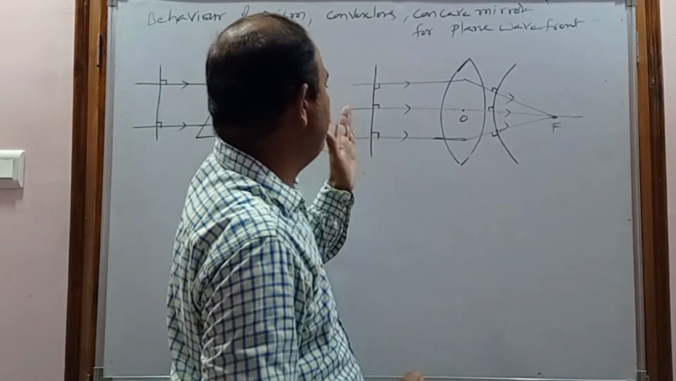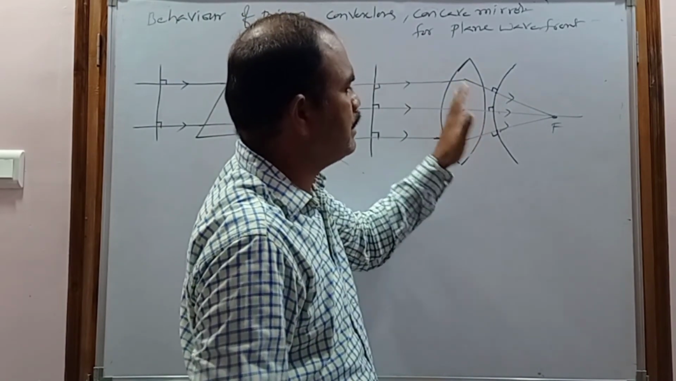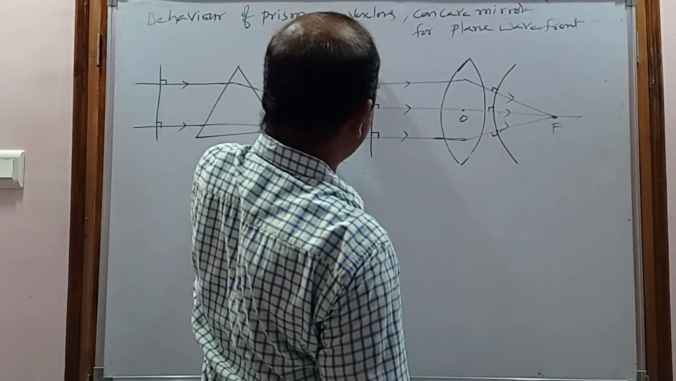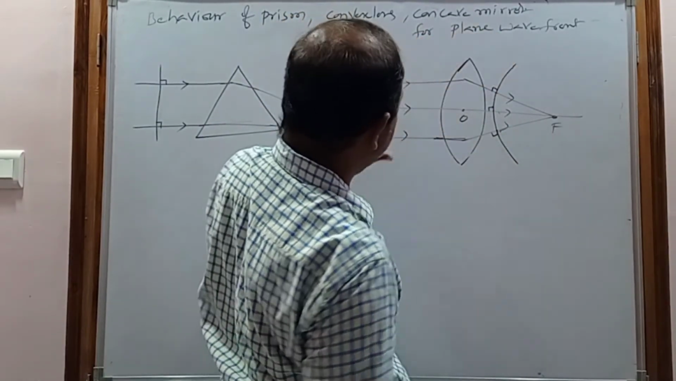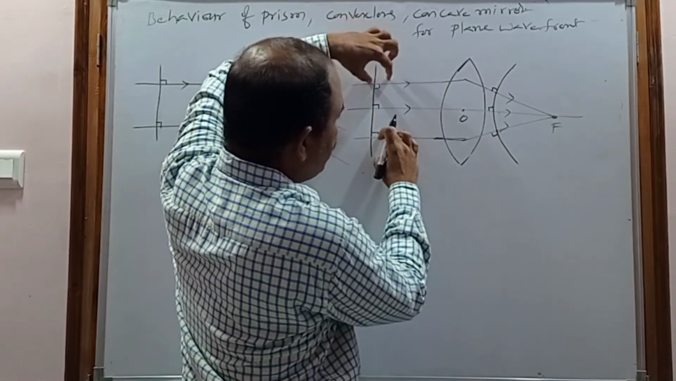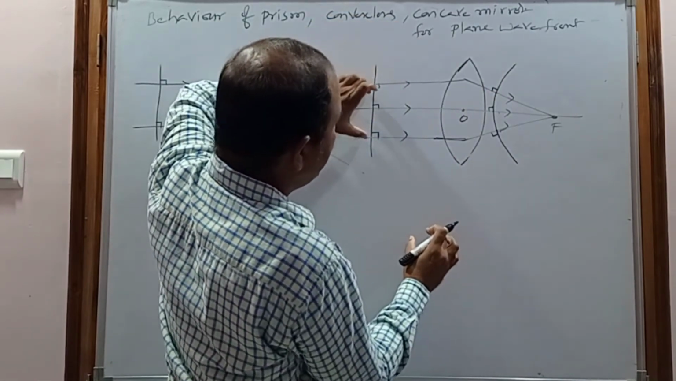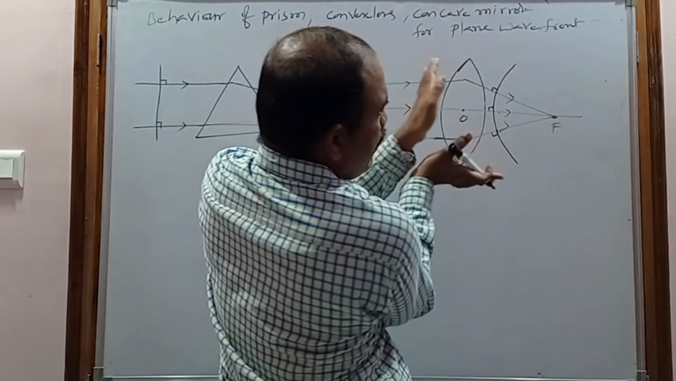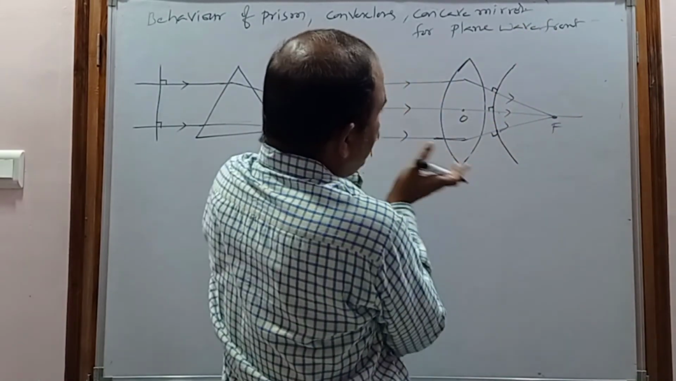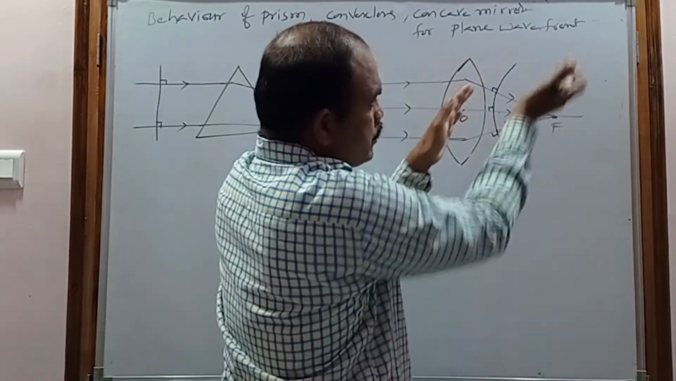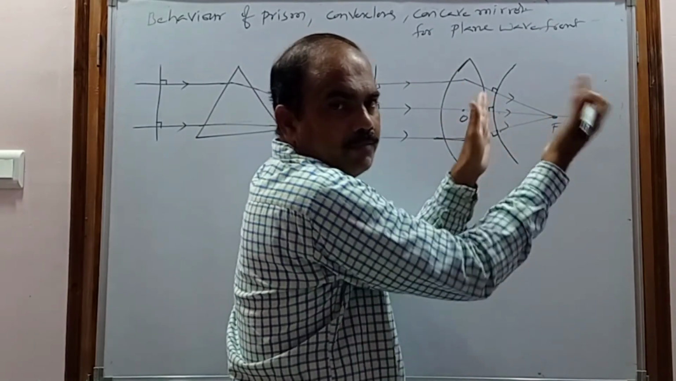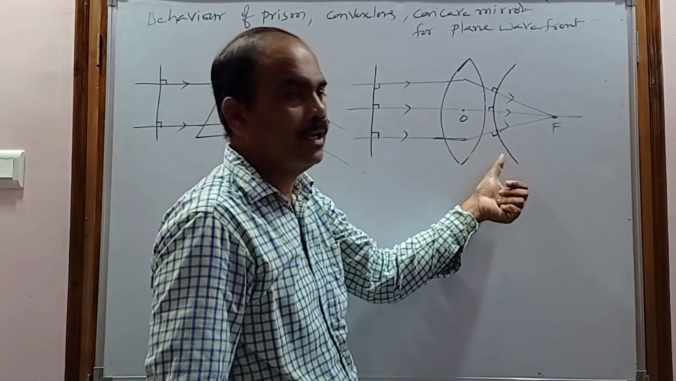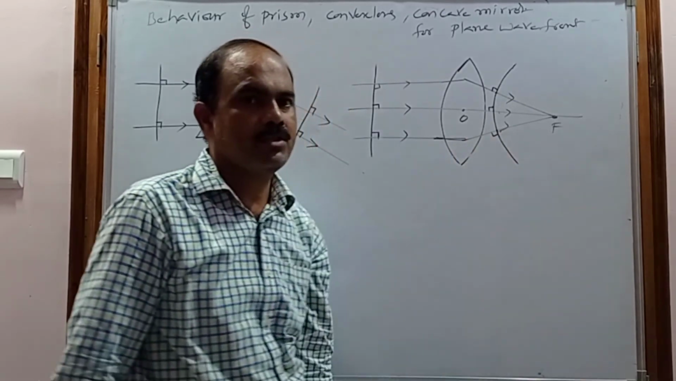When the plane wavefront is incident on the convex lens, what happened? Now it will be converging. It will be converging because the top and bottom portions come in the least time, but the middle region comes late. Why? Because the lens is thicker in the middle. So that's why it will be converging. When the plane wavefront converges, the shape becomes spherical. When the plane wavefront is incident on the convex lens, it will be converted into a spherical wavefront, because it is going to converge.